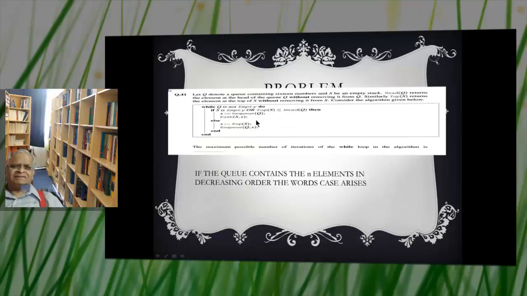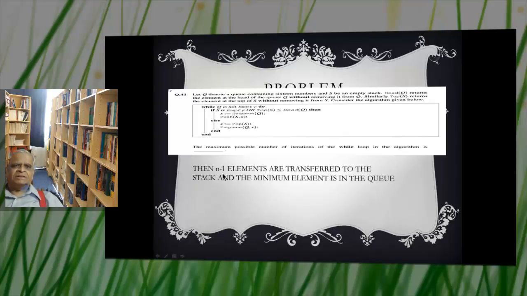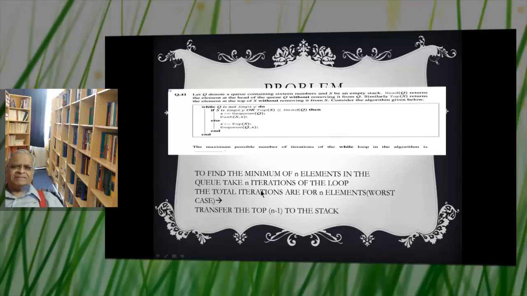The key we can see is here. The queue contains only the elements in decreasing order. This is always satisfied. So we are going to have everything continuously removed from the queue and pushed onto the stack. N minus n elements are transferred to the stack. Minimum element is in the queue. Now to find the minimum of n elements in the queue takes n iterations of the loop, or n minus 1 iterations of the loop.